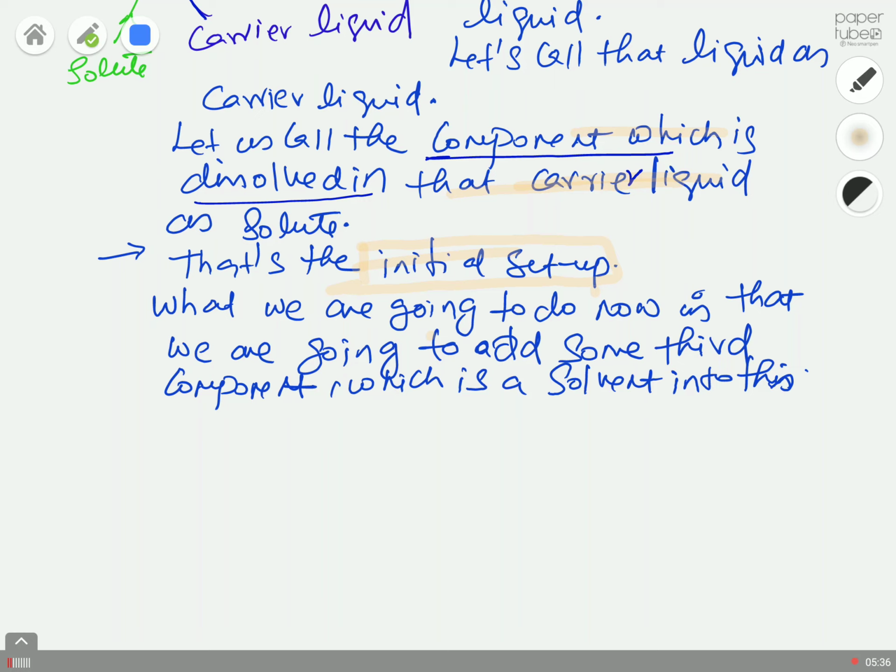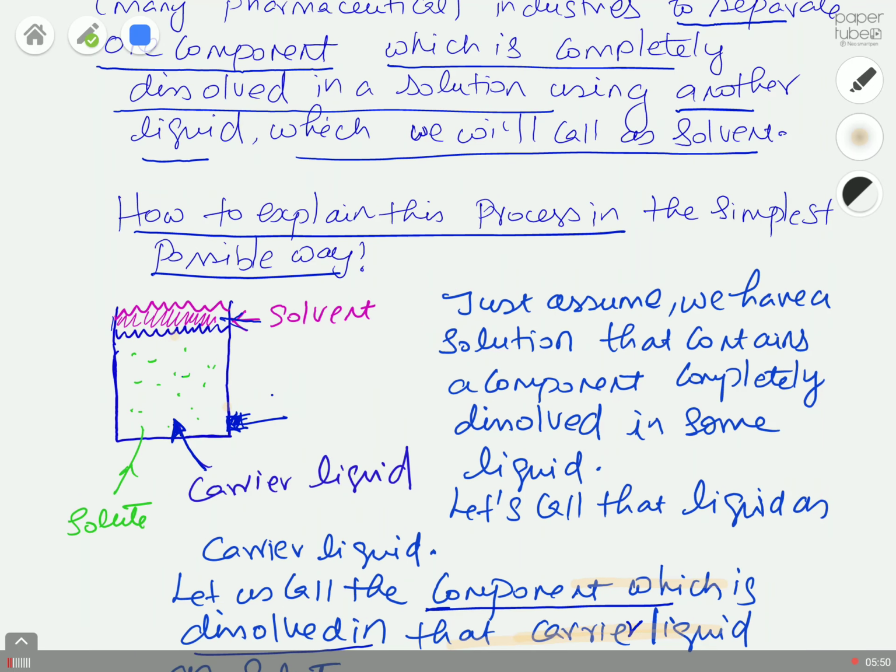So what we are going to do now is add some third component. The third component is nothing but another solution, which in this case we already named, which is a solvent. So we are going to add a solvent on top of your carrier liquid. So what happens after that?